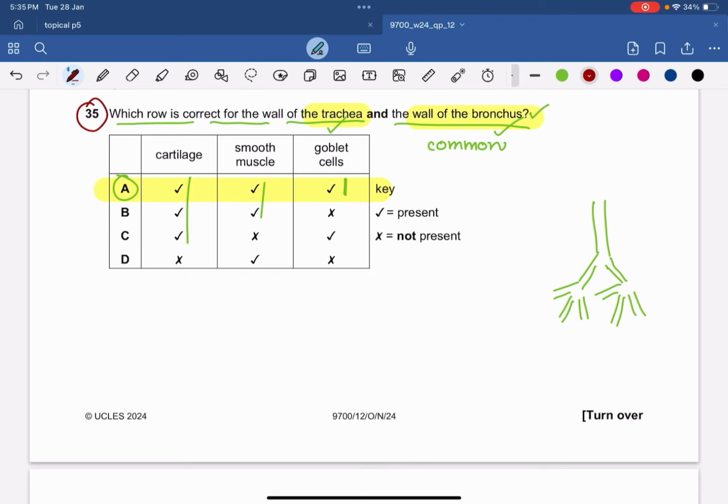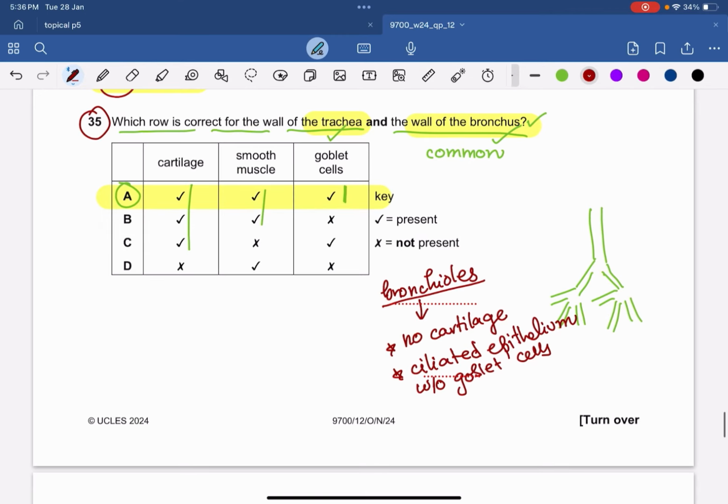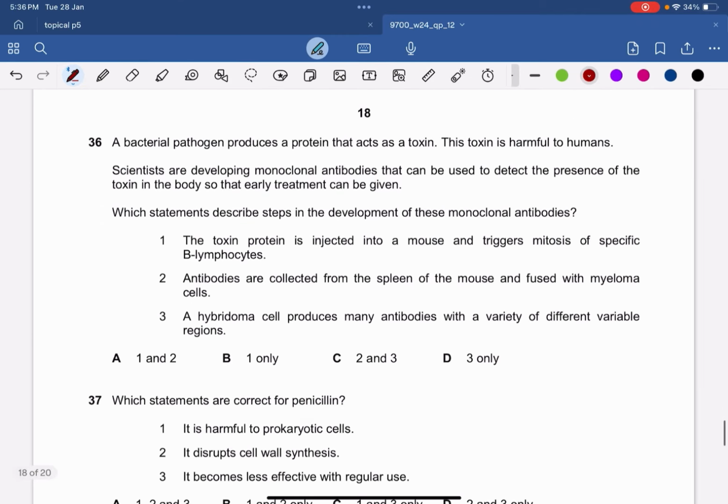In many questions in past exams, bronchioles have also come up. The key point to remember for the bronchioles is that they have no cartilage. These are very high yield points which I am telling you: bronchioles have no cartilage, and they have a ciliated epithelium without goblet cells. It is very important to remember for your exams that bronchioles have no cartilage as well as a ciliated epithelium without goblet cells. Now let's move on to question number 36.